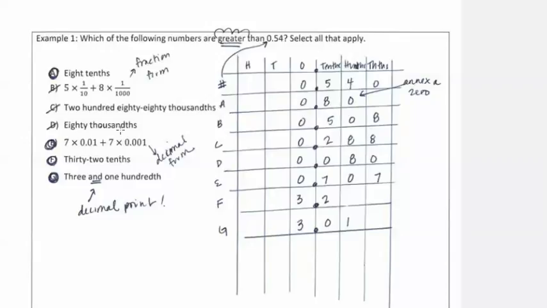80 thousandths. That means that the 0 from the number 80 goes into my thousandths place. 80 thousandths is the same as 8 hundredths. 8 hundredths is less than 54 hundredths, so that's not greater. Let's look at this next one.